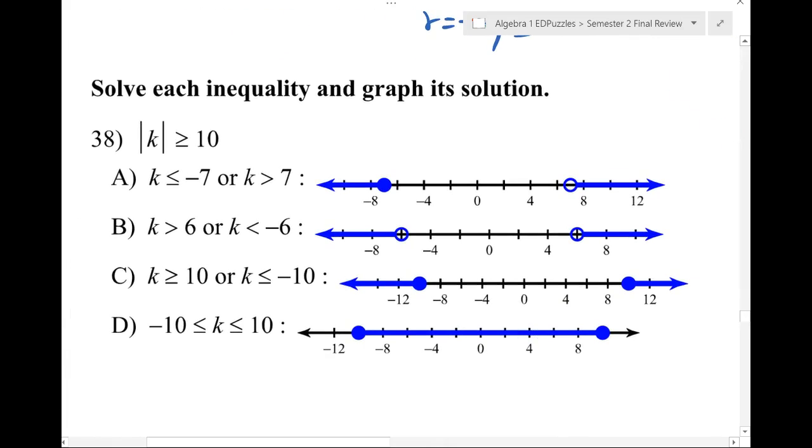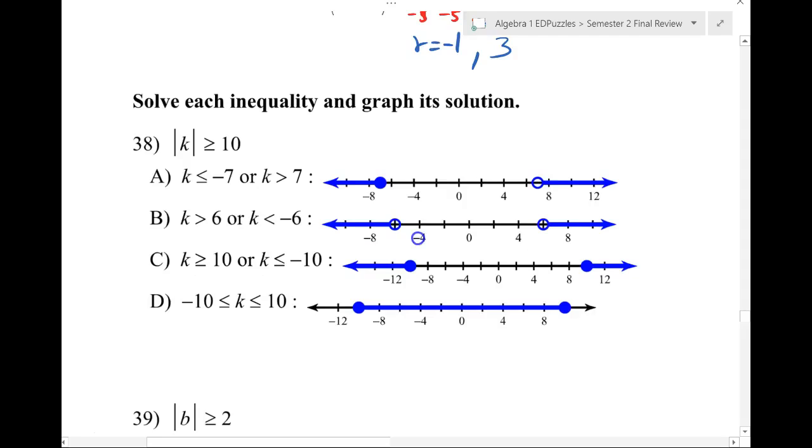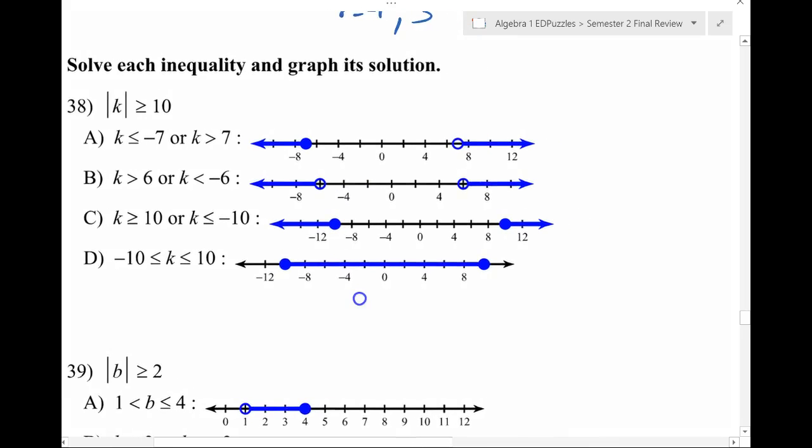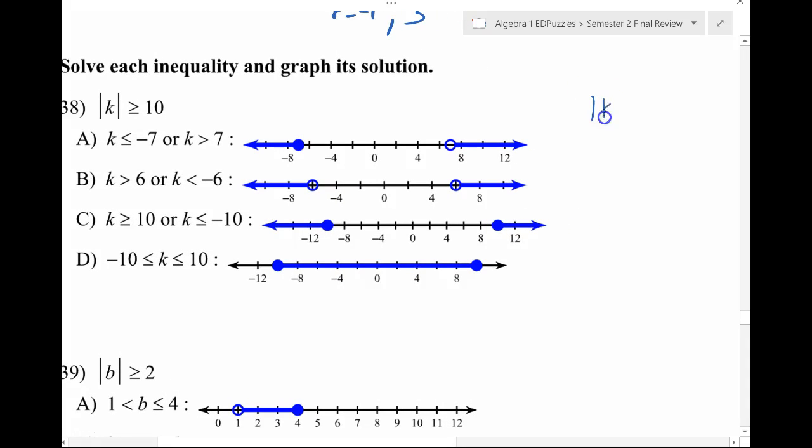Solve each inequality and graph its solution. Again, we'd use the same idea with the absolute value of k. As long as the bars are isolated, you can split this into two. The first one is k is greater than or equal to 10. And then for the second one, you're not only going to make the 10 negative, you're also going to have to flip the sign. Now, which graph says k is greater than 10 and k is also less than negative 10?